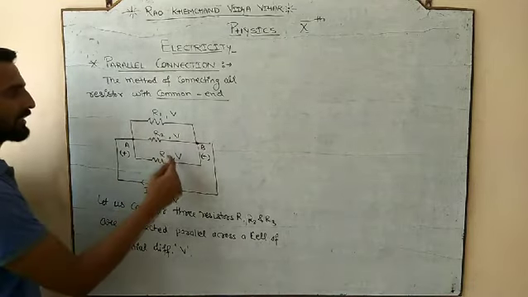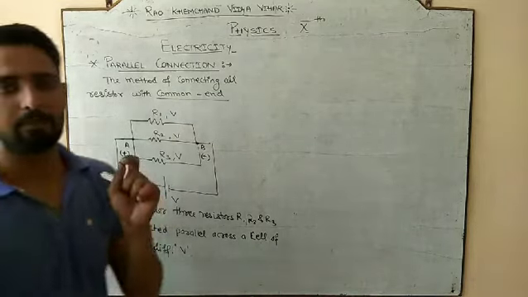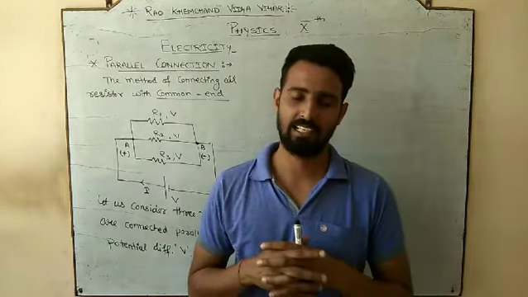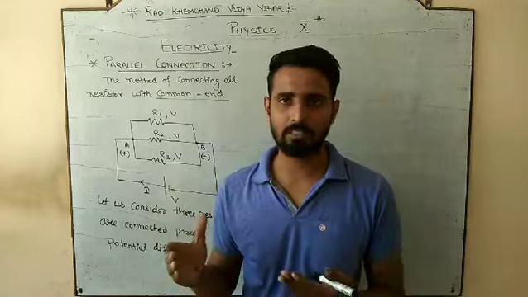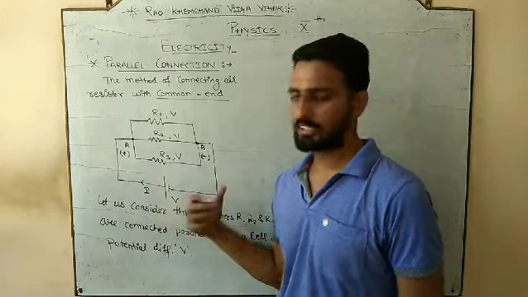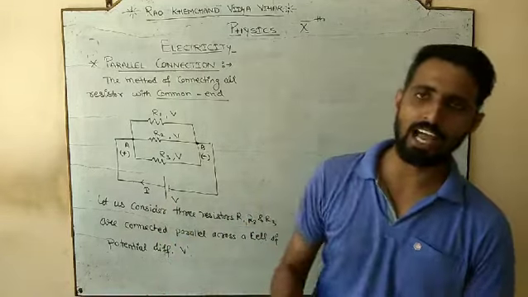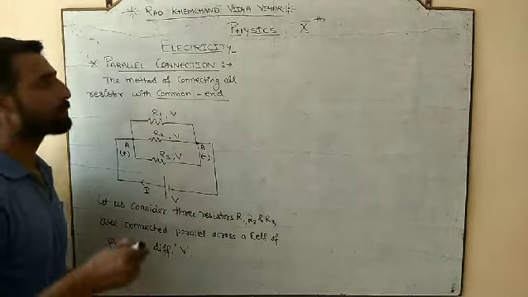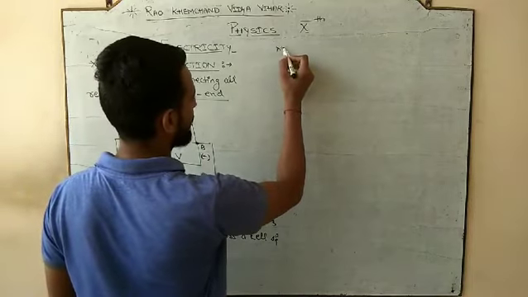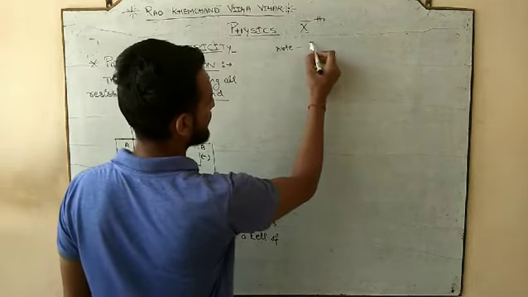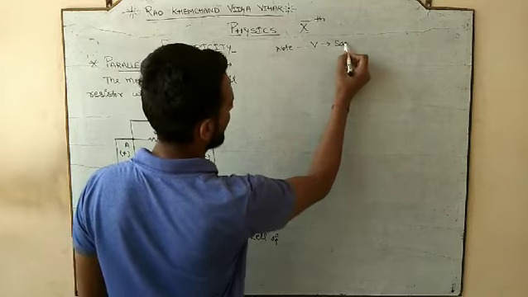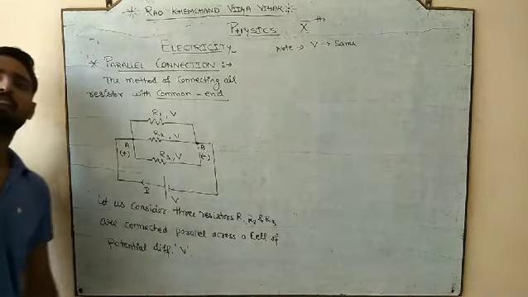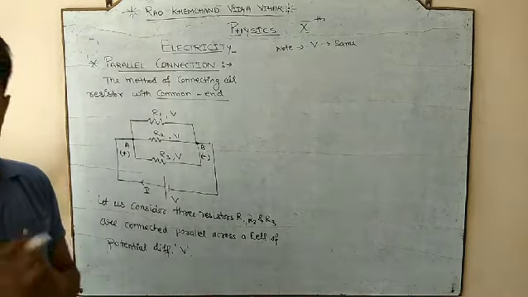Since all the three resistors are connected across the same ends, the common ends, and across the ends the potential is V, all the three would have common potential. So what is the note from here? That potential difference is always the same. So in parallel connection, voltage or potential difference is same.